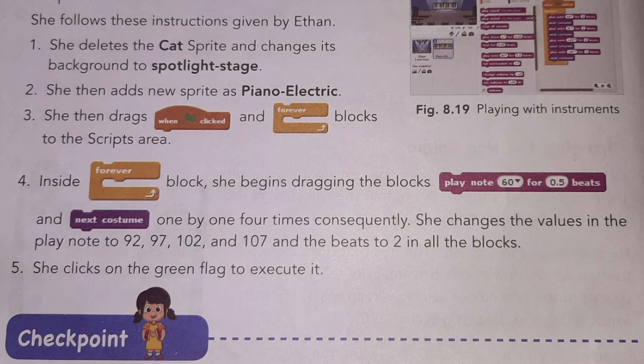She then drags when flag clicked and forever blocks to the scripts area. Inside forever block, she begins dragging the blocks. Play note 60 for 0.5 beats, and next costume, one by one 4 times consecutively. She changes the values in the play note to 92, 97, 102 and 107 and the beats to 2 in all the blocks. She clicks on the green flag to execute it.